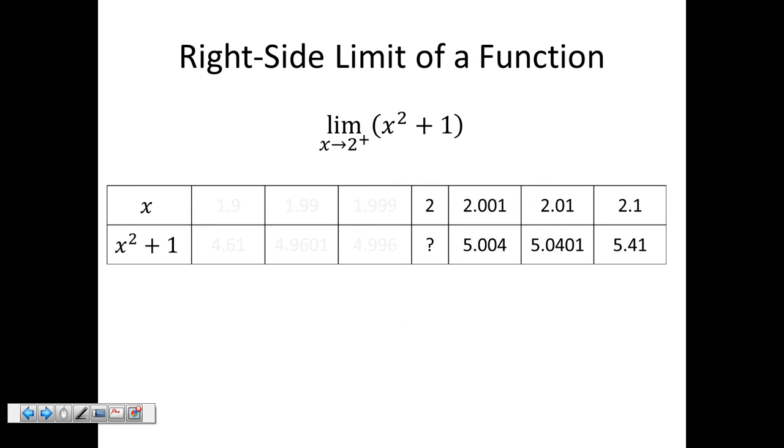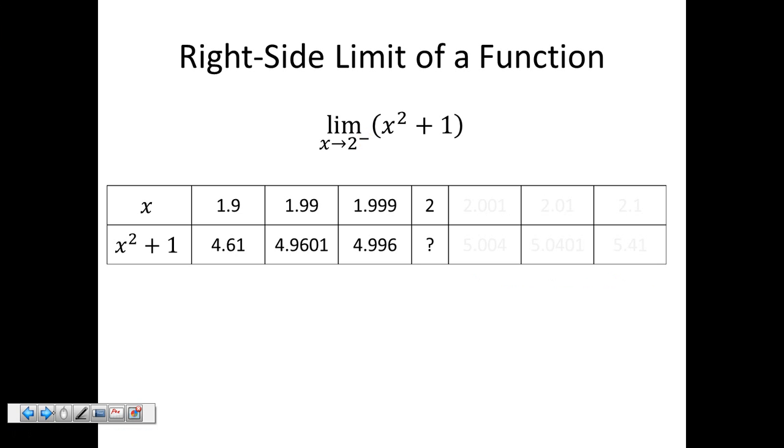Now, we've already done this limit. You can see we've already done this table. I've got some numbers grayed out. Those are the numbers that I should not be plugging in because I'm trying to do a right-sided limit. I'm only going to look at values that are a little bit bigger than 2. So, are these numbers leading me to an answer for my limit? Yeah, they lead me to 5 again.